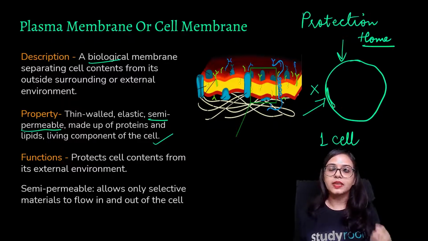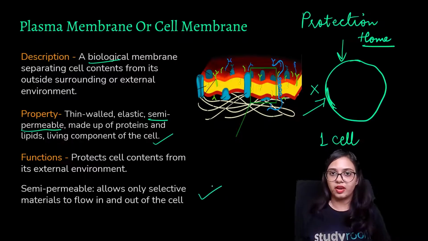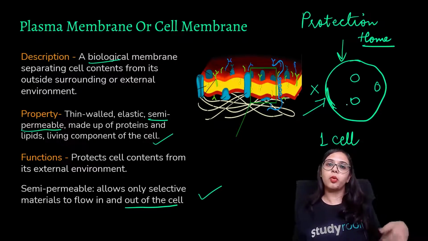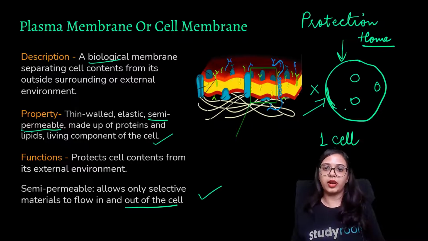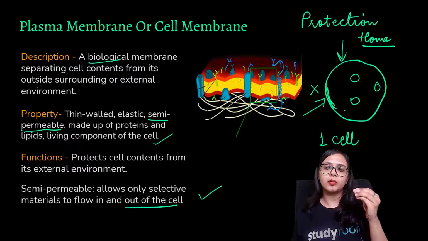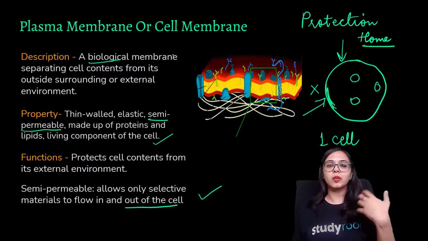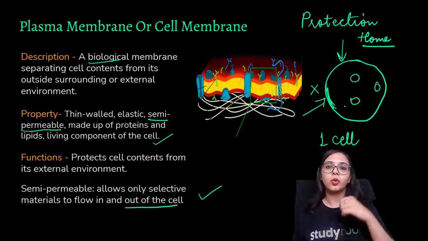Similarly, the cell membrane is semi-permeable in nature. That means it allows only selective materials to flow in as well as outside of the cell. This is also important, not only flowing in but also outside of the cell. Not all the organelles present inside the cell can just go out of the cell. There are some specific molecules, let's say, or some specific entities only, that during some important processes are allowed to go outside.